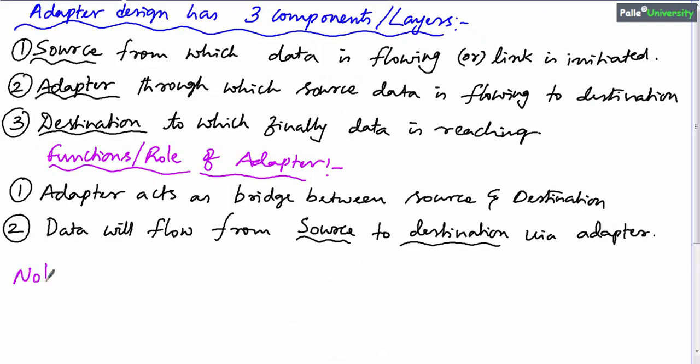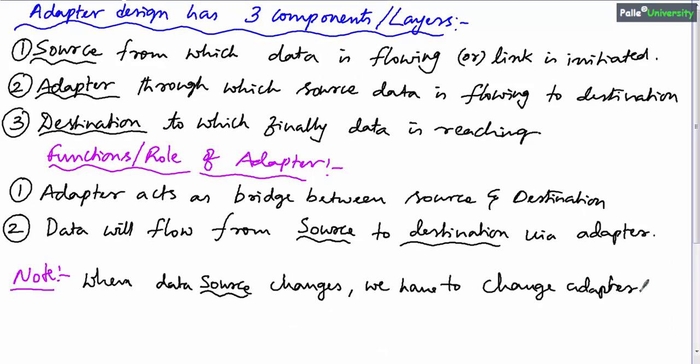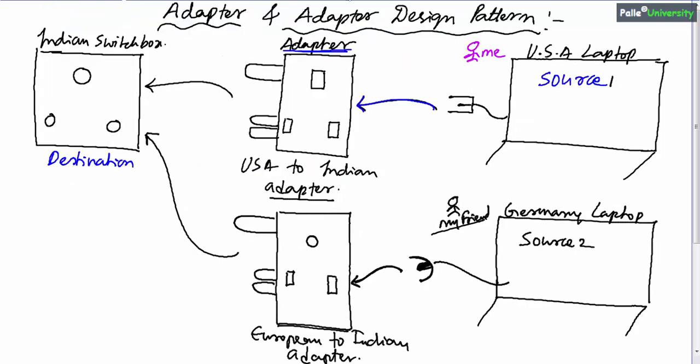I will make it as a note. When data source changes, we have to change adapter, but destination will remain same. But remember, there may be some hybrid adapter design patterns where we will be using one adapter for multiple sources, where we will be using only one hybrid adapter for all different laptops or for all sources. That is a rare case, but most of the times whenever source changes, we have to change adapter. So that is a brief introduction about adapters and adapter design pattern.